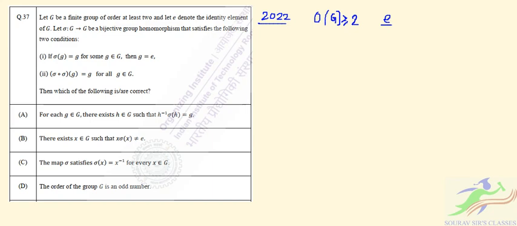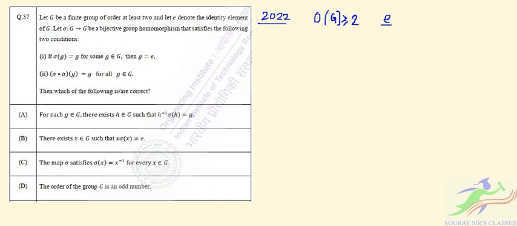One of the conditions is: sigma(g) equals g for g belonging to the group G, then g is equal to the identity element. And the second condition is: sigma composite sigma of g is g for all g belonging to the group G. So we have to find which of the following is the correct option.